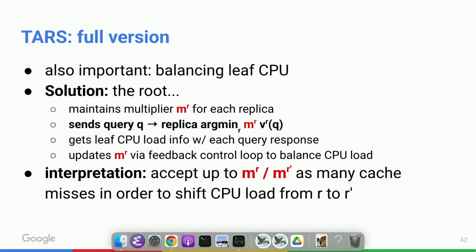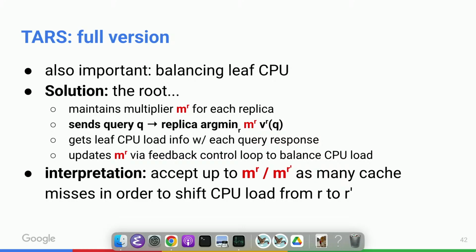And one interpretation of these multipliers is if you take the ratio of two multipliers, it tells you what you're willing to have. If the ratio is 1.2, you're saying, well, this guy is so hot on the CPU side that this other guy could have 1.2 times as many cache misses as that guy, and I'm still happy to send the traffic there. So it gives you this smooth trade-off between your cache misses, which are hitting your flash I/O bottleneck, and then your CPU.